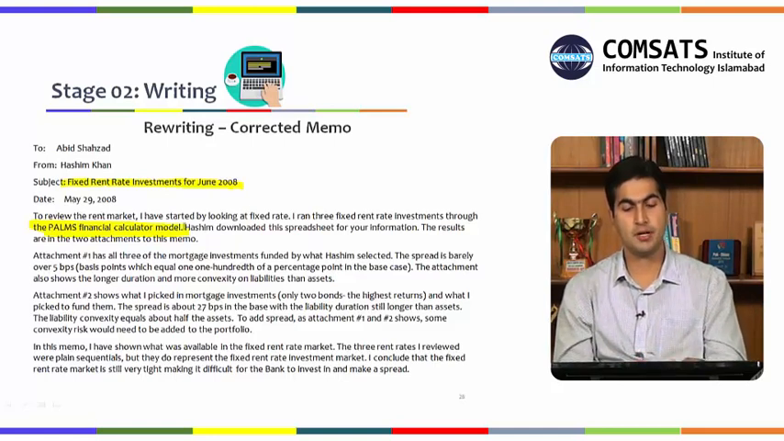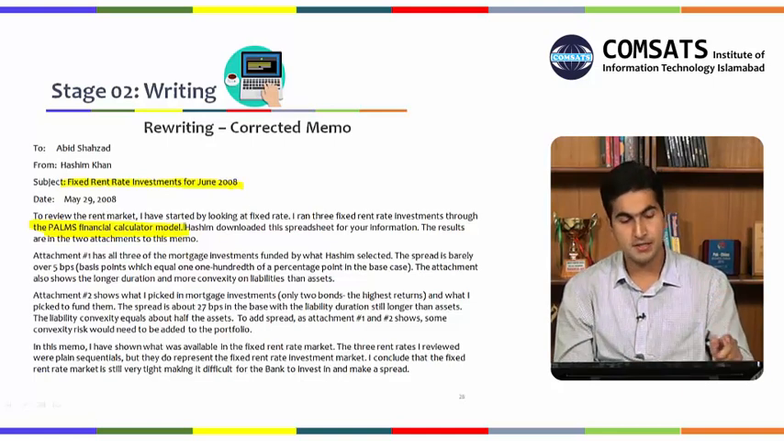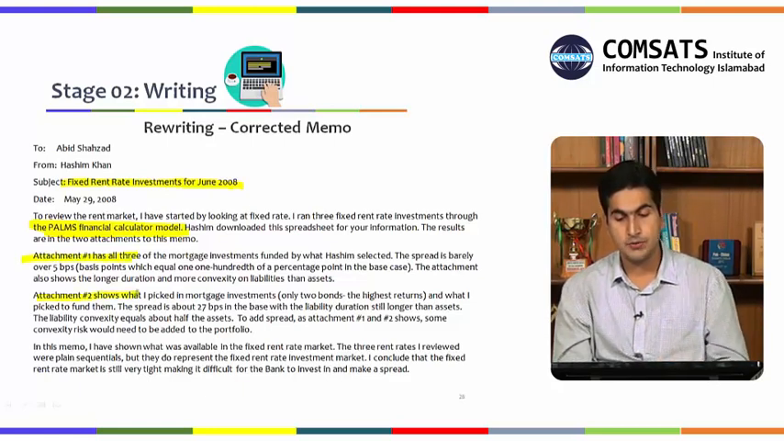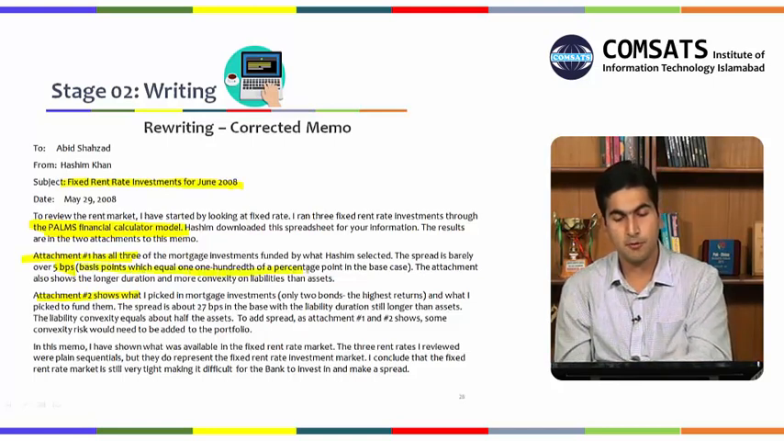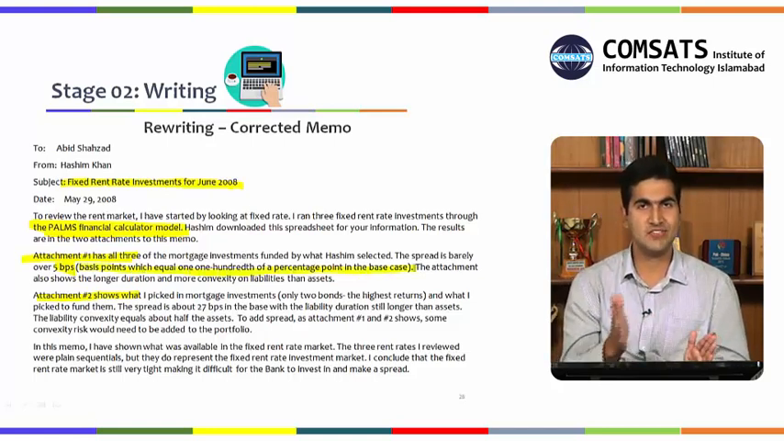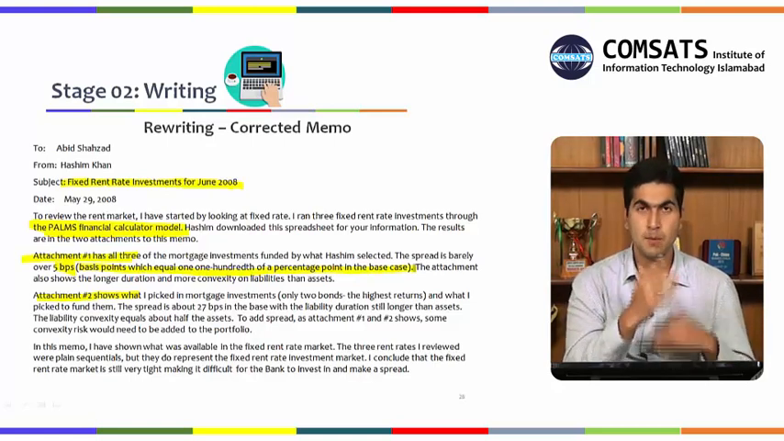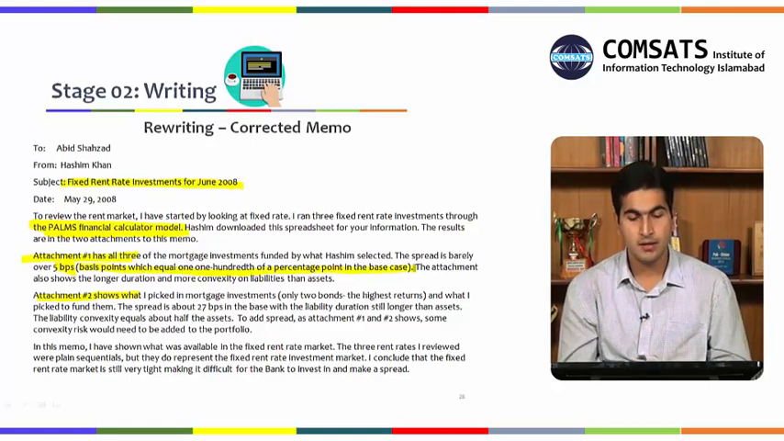Now, thankfully, you can see there are no continuous references to our attachments. We have separate details of what attachment 1 has and what attachment 2 has. And then you have this reference of 5 BPS, if you remember. So basis points, which equal 100th of a percentage point, in the base case. Again, these details are being provided for all the abbreviations which you are using.